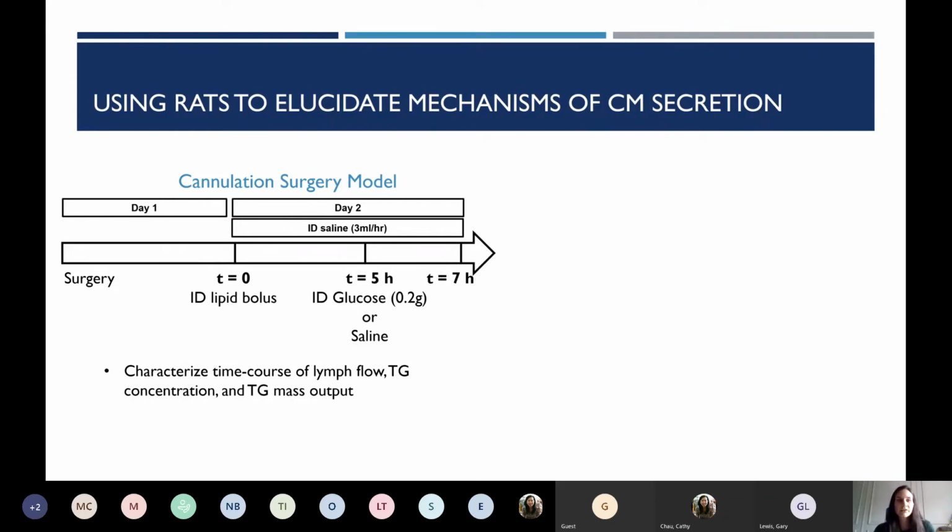So we do the surgery on the first day, and the second day we try to mimic what we did in humans. So we start at time 0, giving an intraduodenal lipid bolus, and 5 hours later we give either intraduodenal glucose or saline. And throughout this time we're continuously collecting lymph fluid.